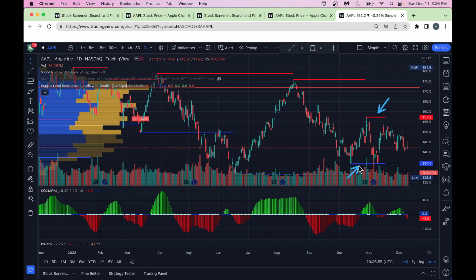You could sell strangles. You could do around 157 and around say 134. If you're conservative, you could go down here and you can sell some strangles at these levels. And you could also do iron condors. You have a lot of options here. Just by looking at the support resistance level, you could do a lot of things.